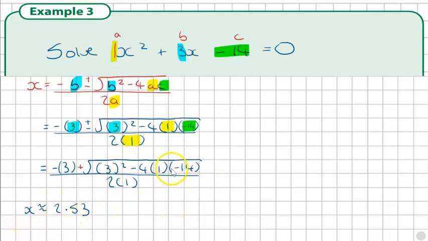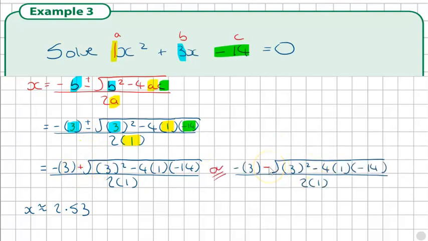And then just press the back button on your calculator until you get to the plus, delete the plus and put in a minus. And you get x equal to minus 5.5, approximately. Now this is not valid as lengths cannot be negative. So our only solution is x is equal to 2.53.